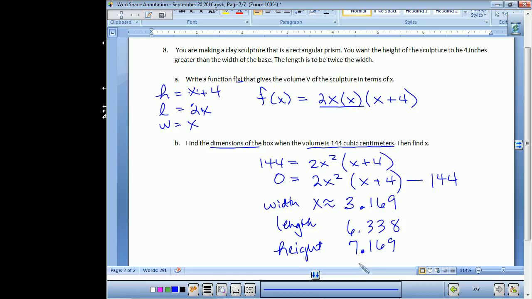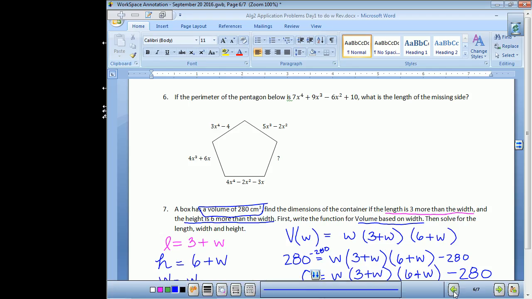Can you just round to 3.17? Yeah. 3.17 is fine. Okay.